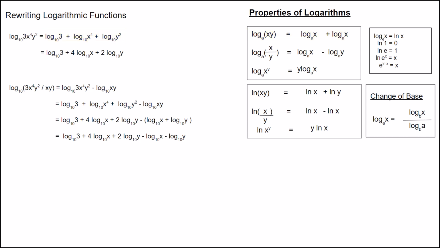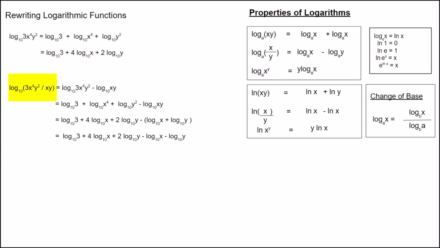But we're not done there, because we can use this property to simplify this even further. Since the x and the y both have exponents on them, we can simplify this as follows. Log base 10 of 3 plus 4 log base 10 of x plus 2 log base 10 of y. Let's do another one of these.